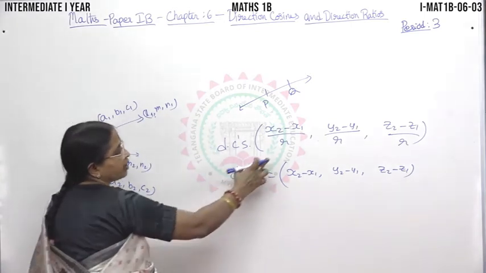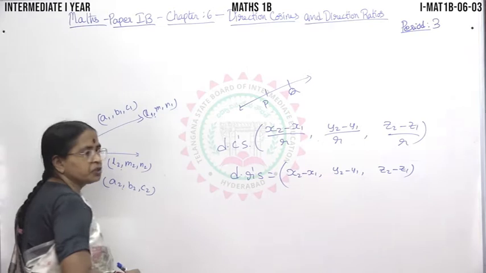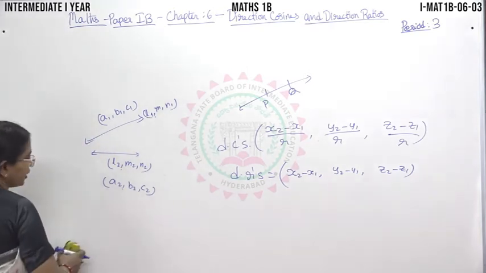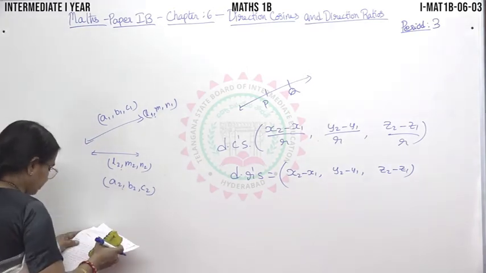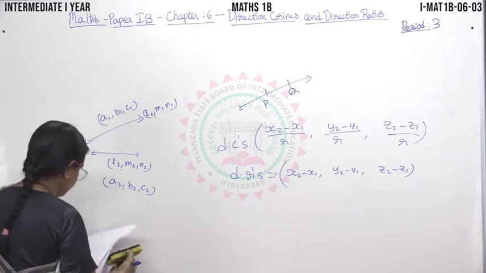For cosines, you have to divide by r. For ratios, it is just the difference of coordinates: x2 minus x1, y2 minus y1, and z2 minus z1.